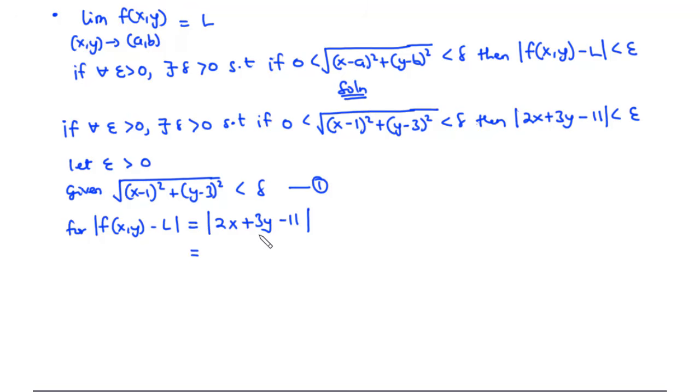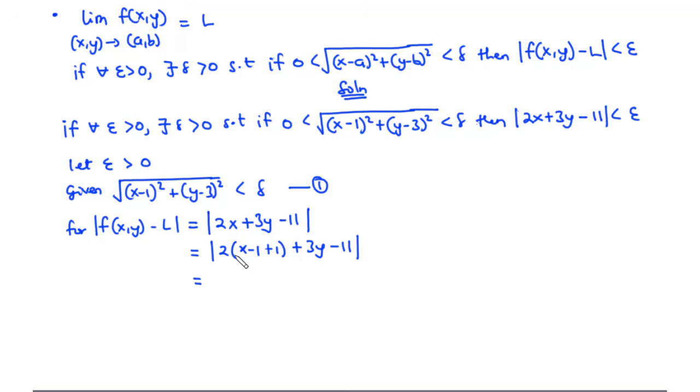So looking at equation 1, you realize that here we have x minus 1, and on this side we have only x. So we need to manipulate this x such that we get something like x minus 1. So we have the absolute value of 2. Now we are going to express x here as x minus 1 plus 1. Now x minus 1 plus 1 is still x, so it's actually the same thing. And then we have plus 3y minus 11.